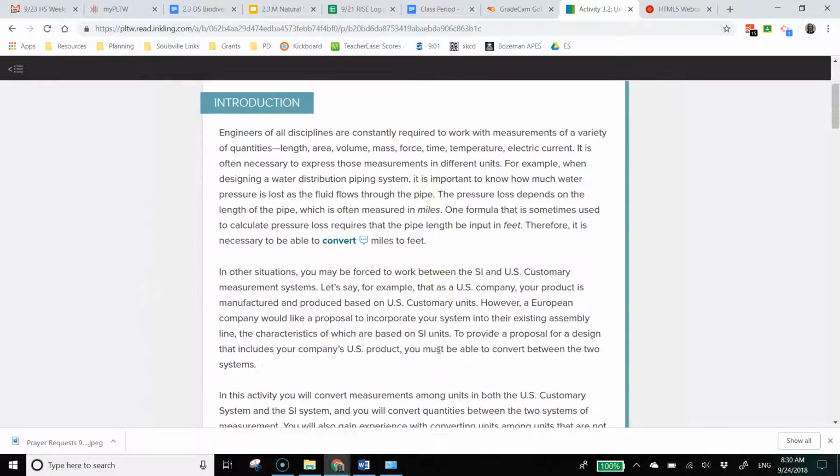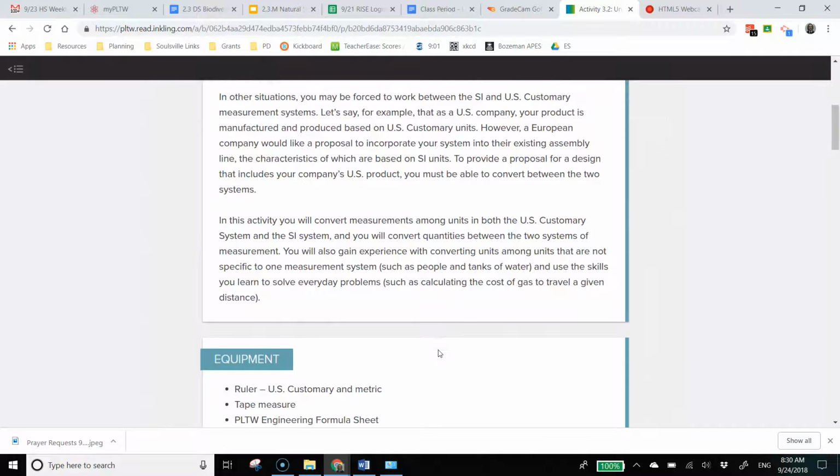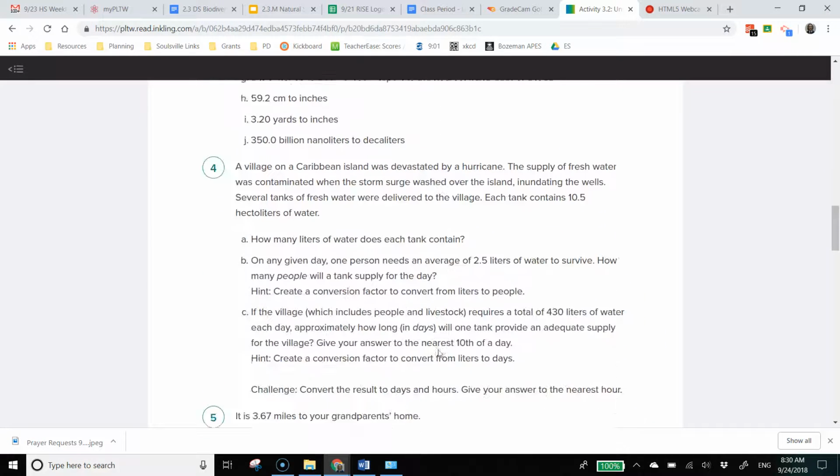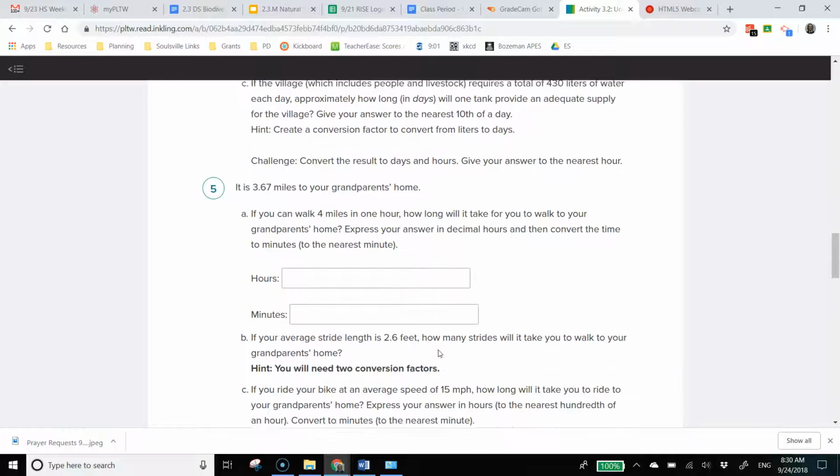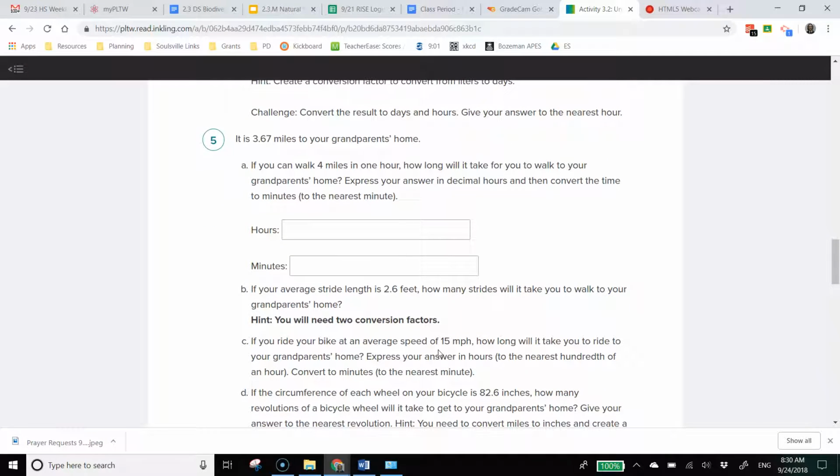Alright, this video should help you with, we're now on step 5 of activity 3.2. And it says it is 3.67 miles to your grandparents' home. Remember that because we're going to actually use that in several of these steps.